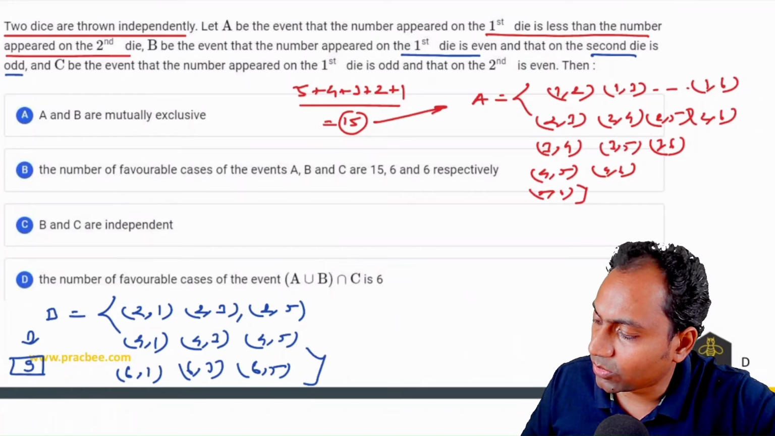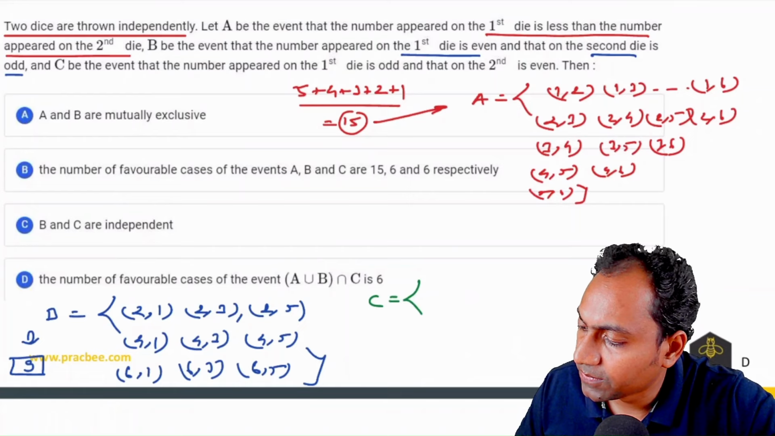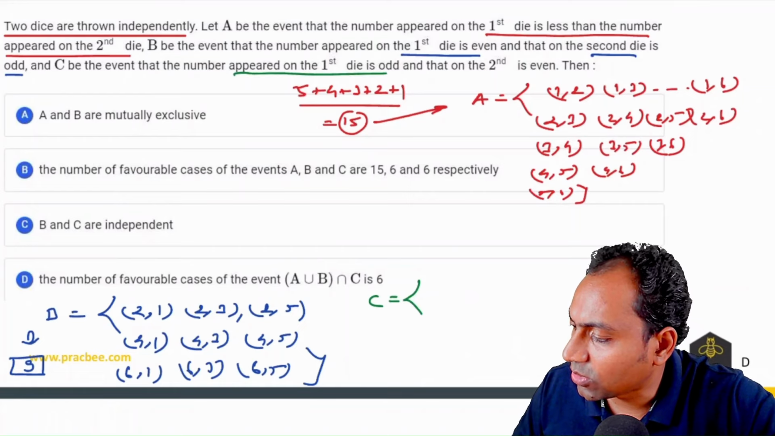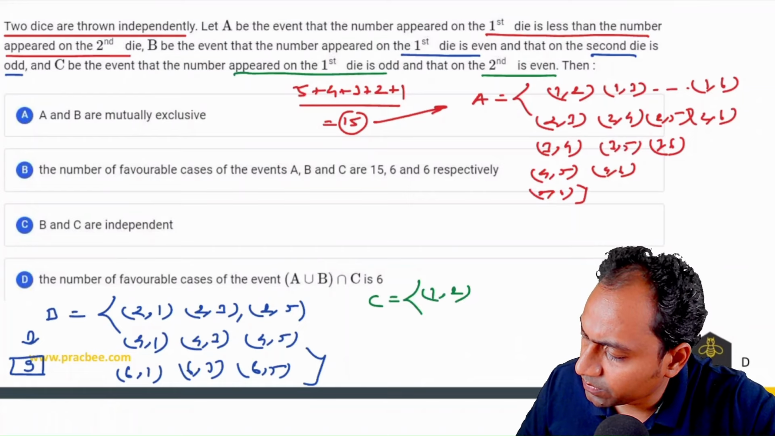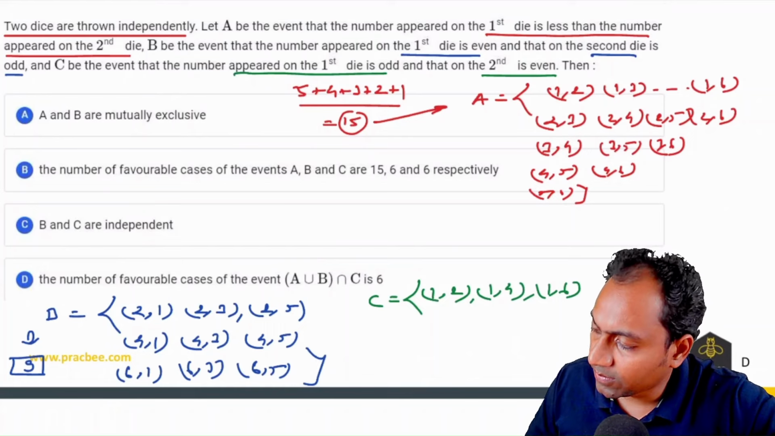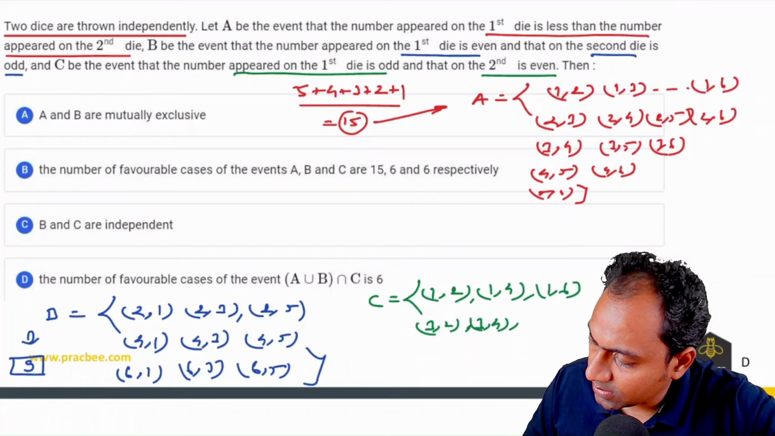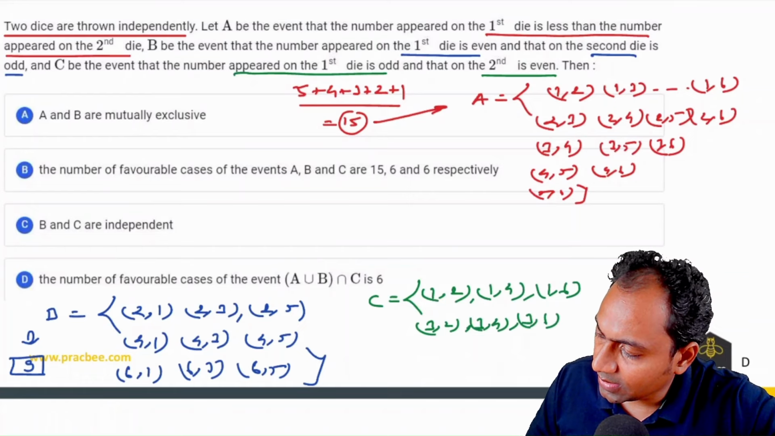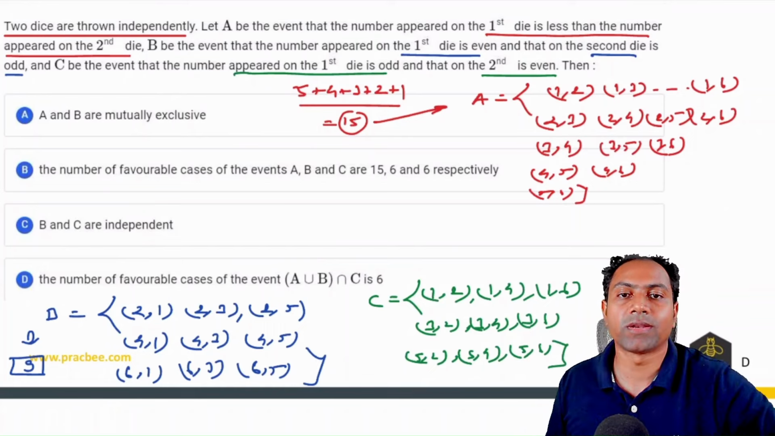Now they are also talking about a third set C. In this event, the number appearing on the first die is odd and the second is even. So the first will be odd and the second will be even. So 1, 2, then 1, 4 and 1, 6, then 3, 2, 3, 4 and 3, 6, and then 5, 2, 5, 4 and 5, 6. This is what needs to be done.